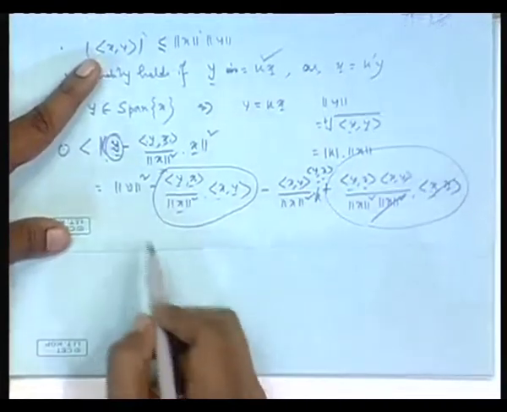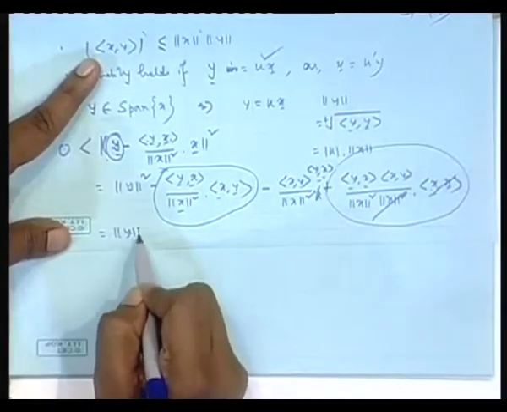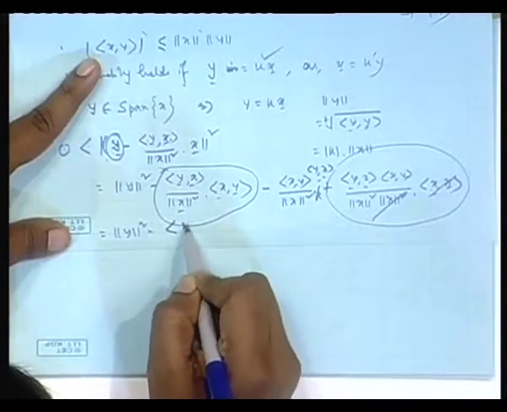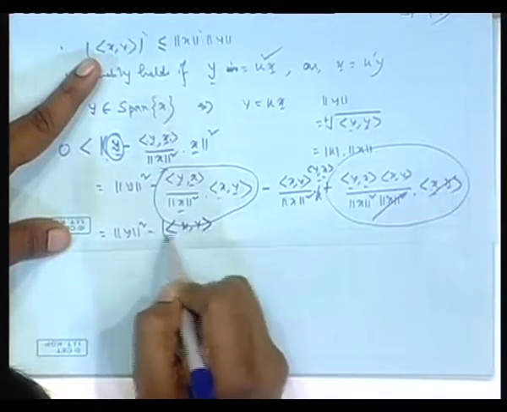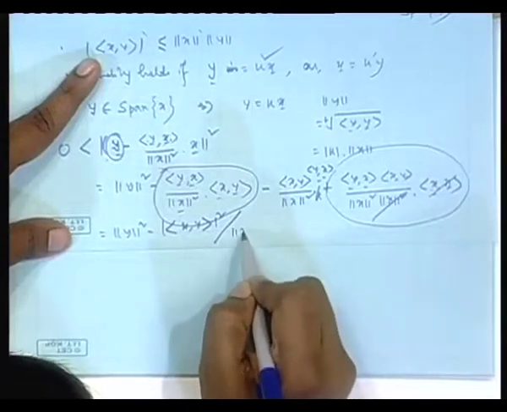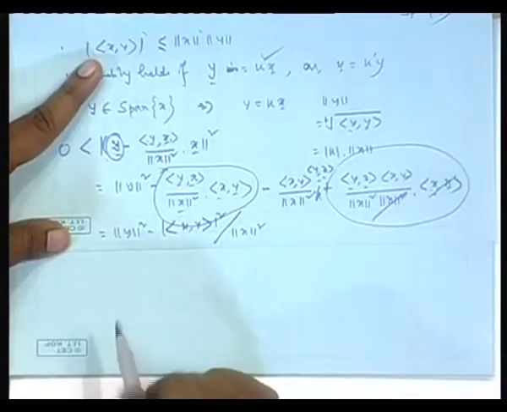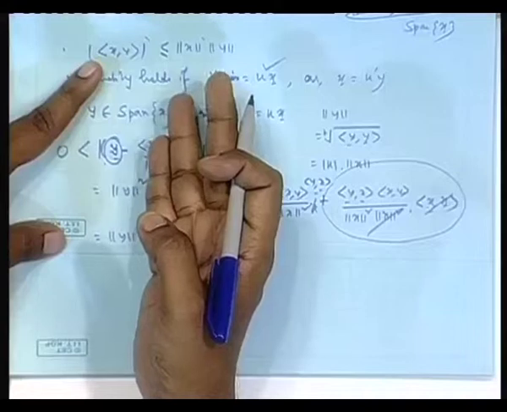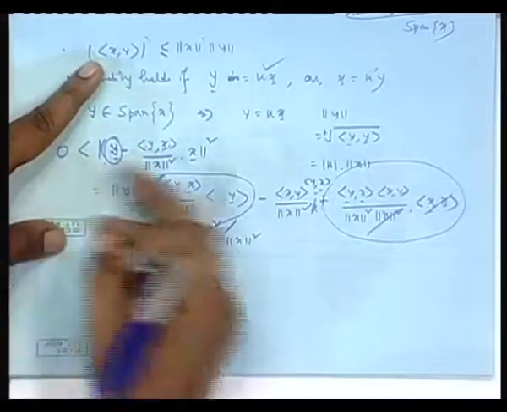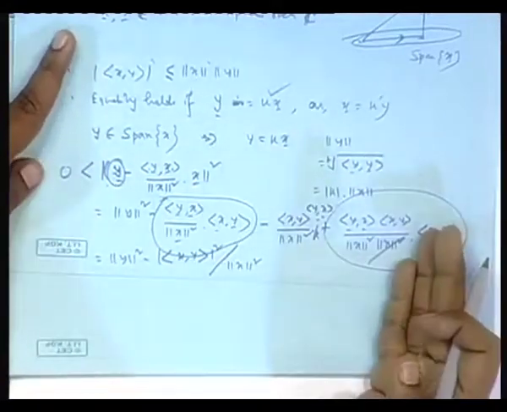So, then what do you get here? Norm of y square, and mod square divided by norm of x square. This is greater than 0. So, the proof is obvious now. Take this guy on the left hand side and you see the proof is done, na?